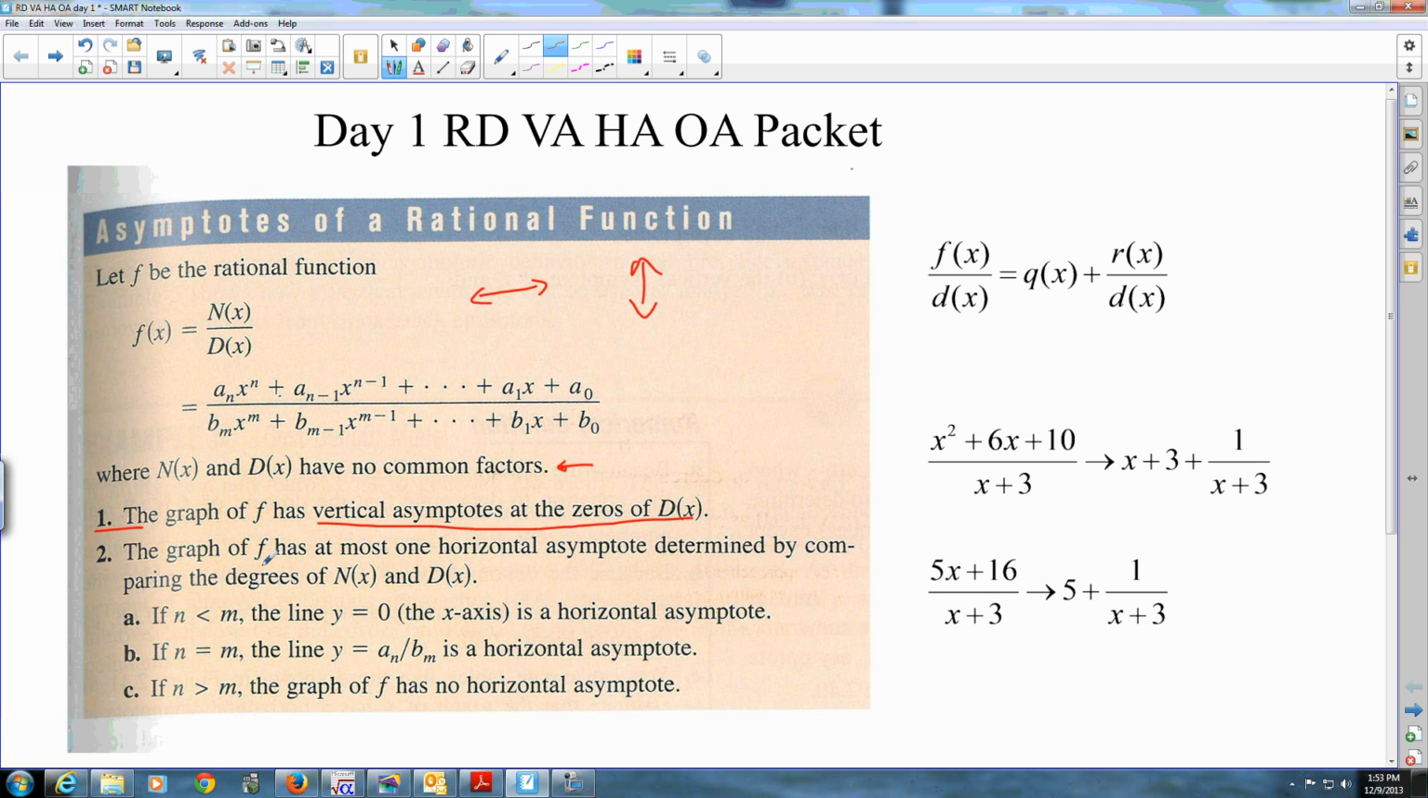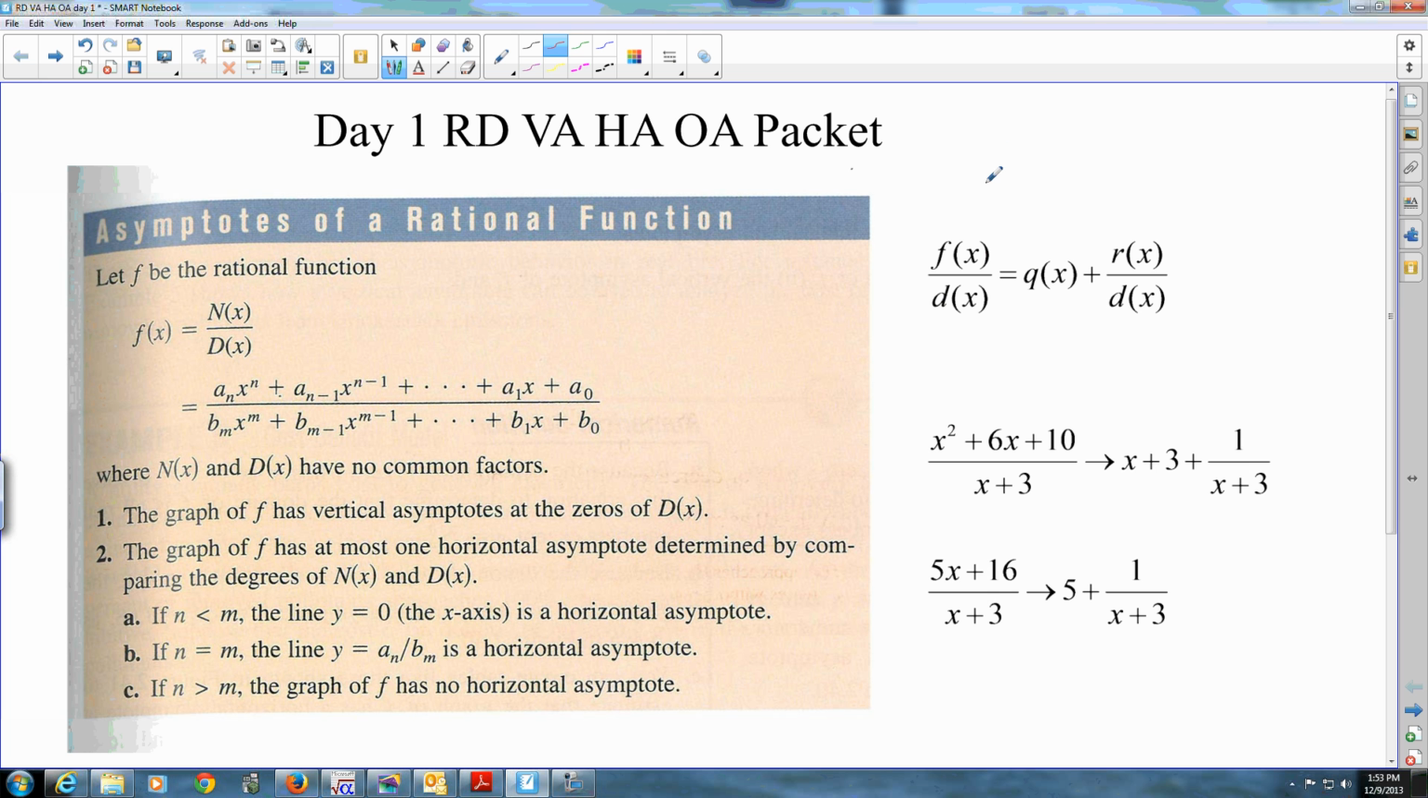The graph of f has at most one horizontal asymptote, determined by comparing the degrees and being able to say what kind of asymptotes they have. All of this I think is rather cumbersome. What I'd like to do is show you a different way of doing it that lets you show a lot more understanding, rather than right now you're just having to memorize this. I'm not usually a huge fan of memorizing stuff. I'd rather you understand it and can look at it and go, hey, I get it because it's right there. All right.